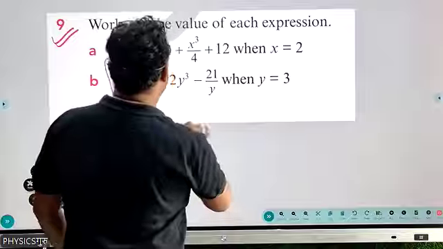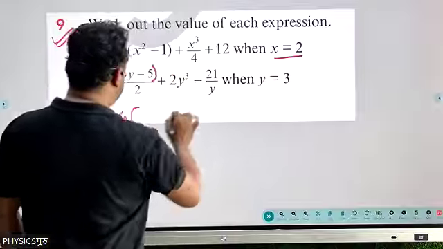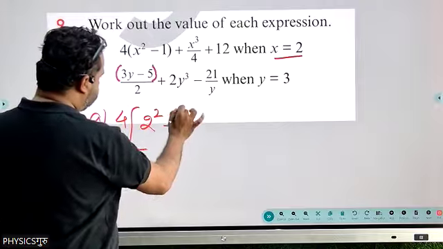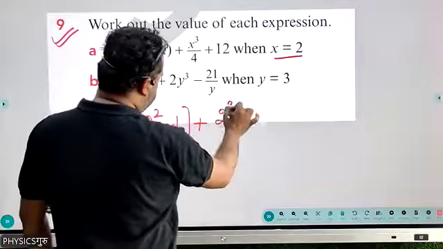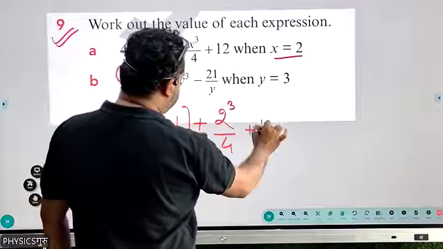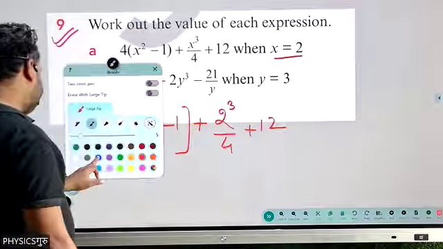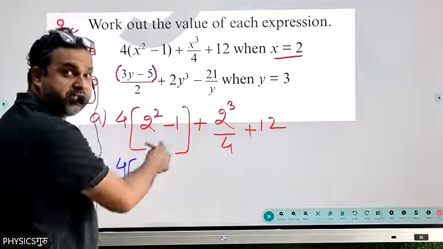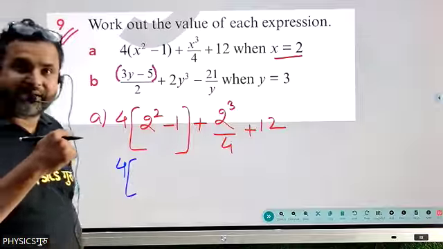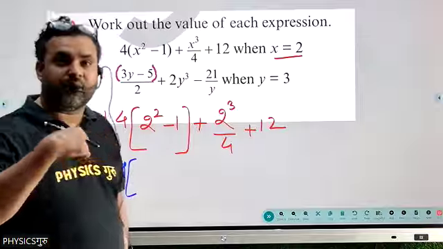What is the value of x squared? X is how much? 2. So it is 2 squared minus 1. Lose the value. Then put the value of x as 2. So it is 2 cubed over 4 plus 12. Now simplify. So it is 4 times (2 squared is basically what? 4. 4 minus 1 is how much? 3.